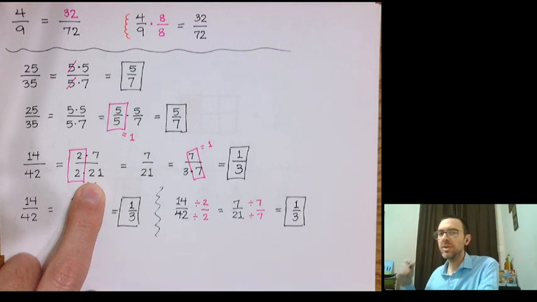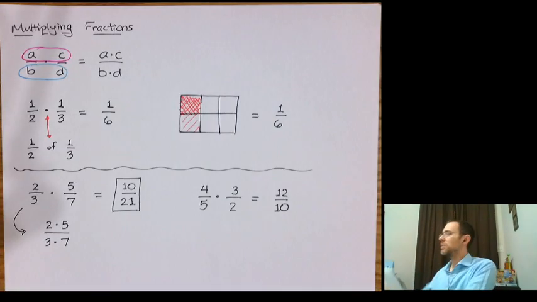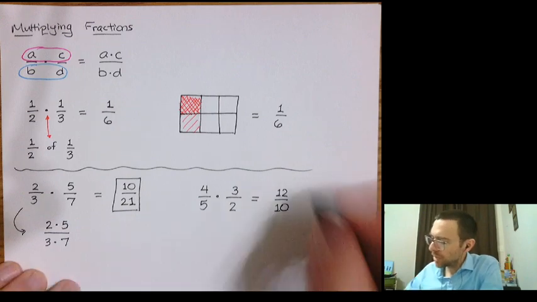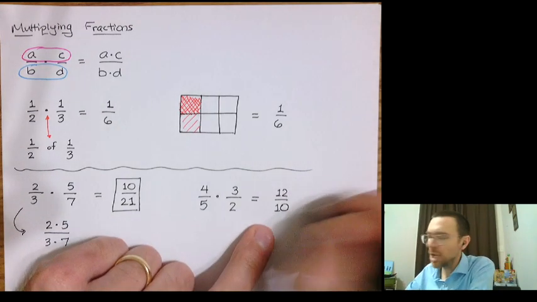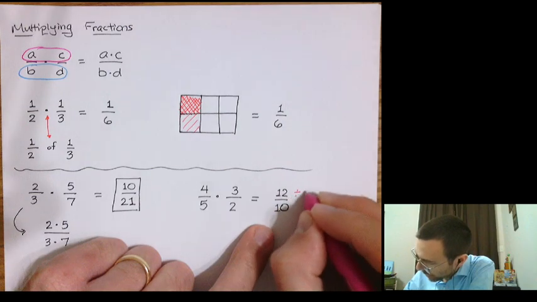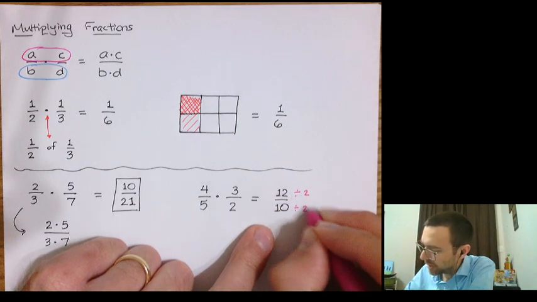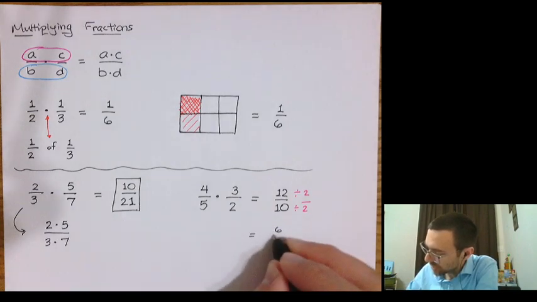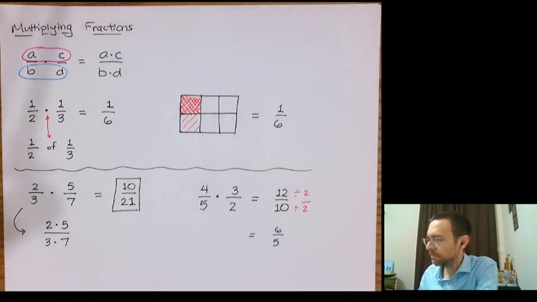Okay? You don't always have to go big at the very beginning. Take it in smaller steps if you need to. Okay? So with 12 over 10, there's a common factor of 2, so I can reduce both the numerator and the denominator by 2, and I'm left with the fraction 6 over 5.